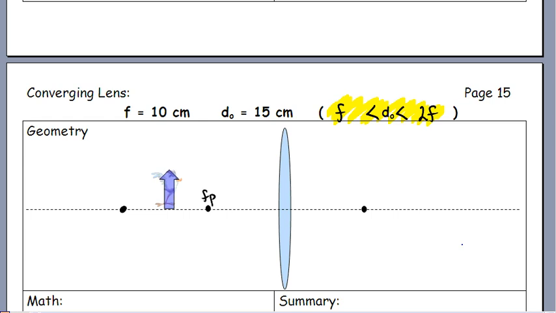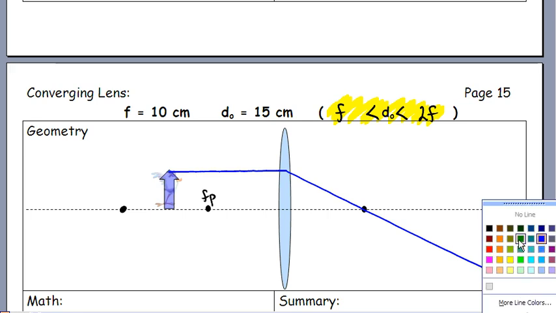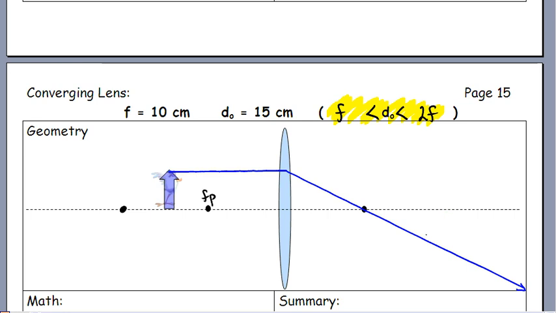So I'm going to draw a line that's parallel until I get to the glass. And then after I get to the glass, I'm going to go through the focal point, and then draw it nice and long. That ray just keeps on going. Okay, another option. What if you go through the focal point first till you get to the glass? This one barely touches the glass here, just barely. And then it's going to go this way.